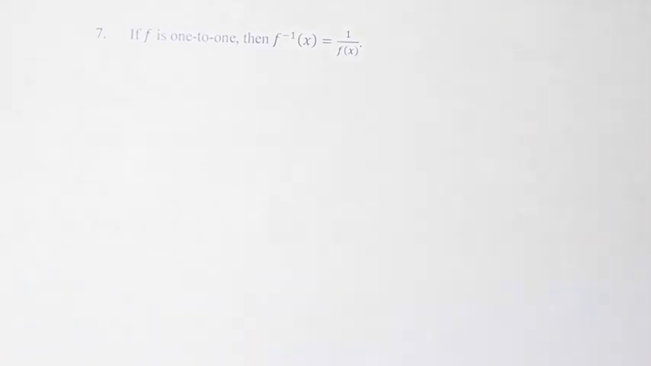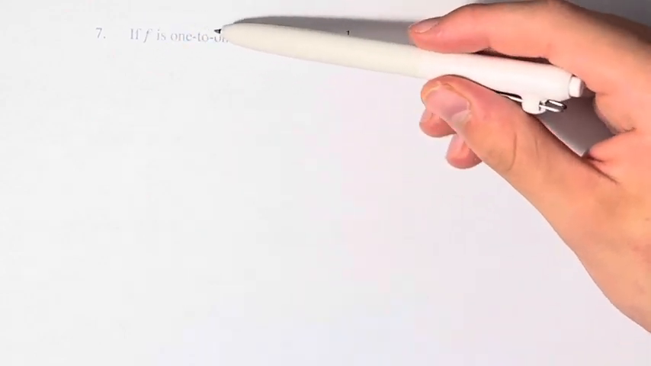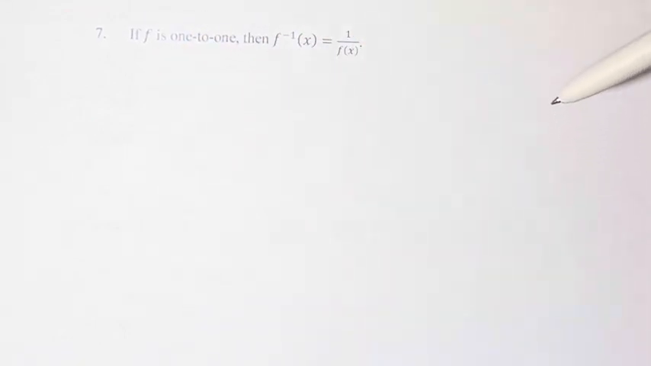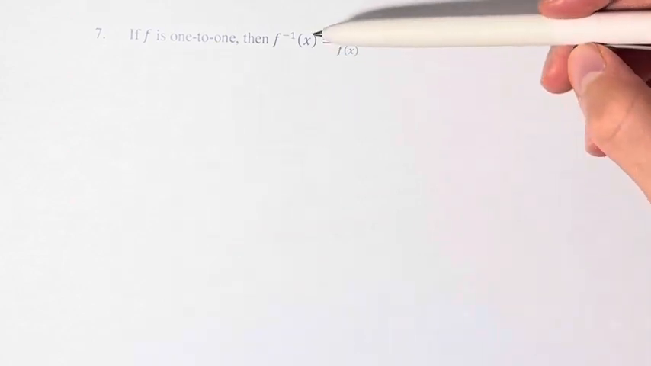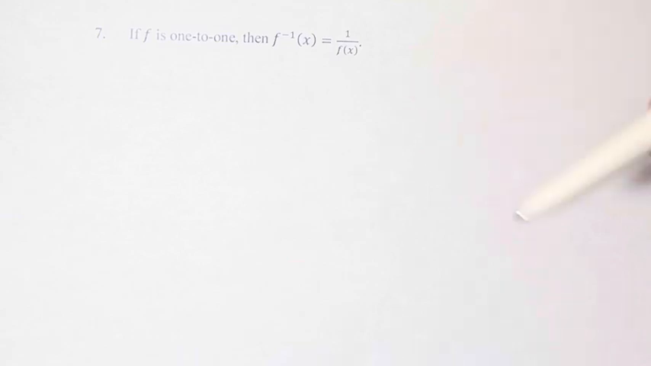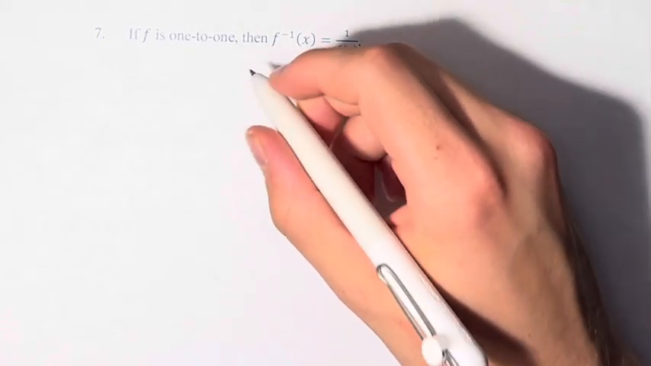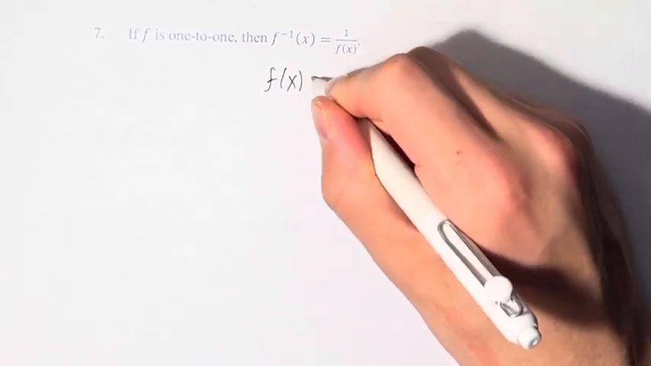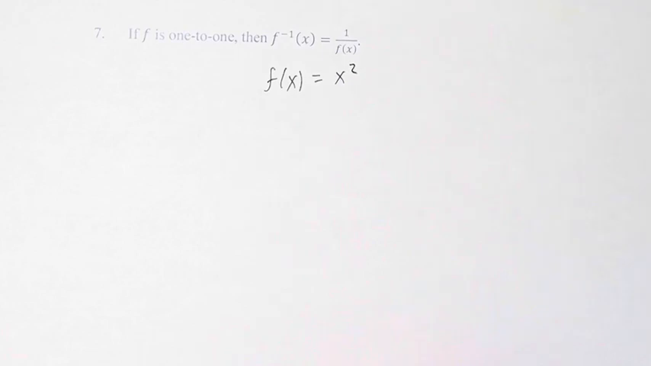In this problem, we're asked if f is one-to-one, then is the inverse of f equal to 1 over f? So this is not the case. And to show why this isn't the case, we are going to use an example function, right? So we can take f of x is equal to x squared.